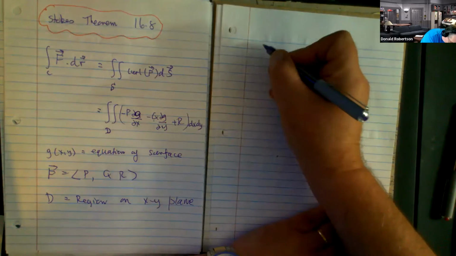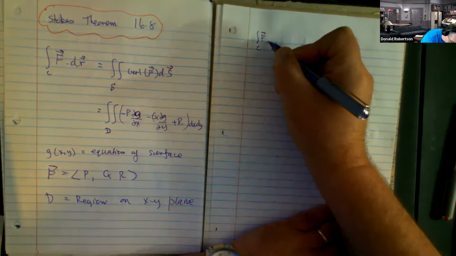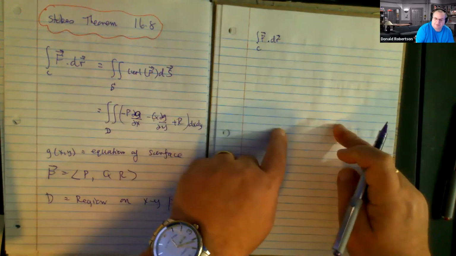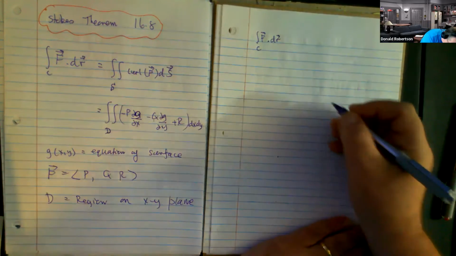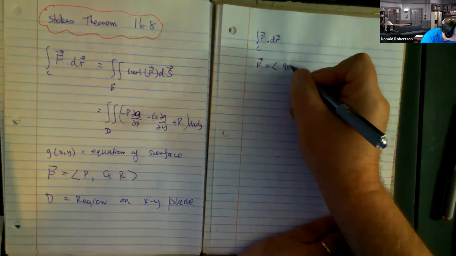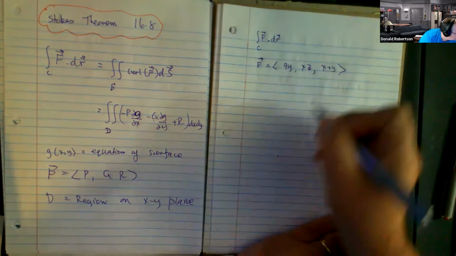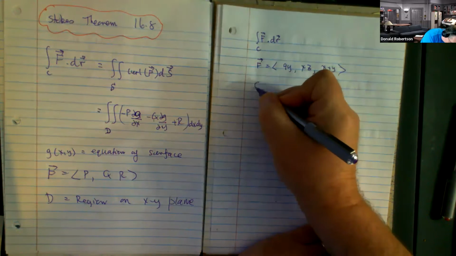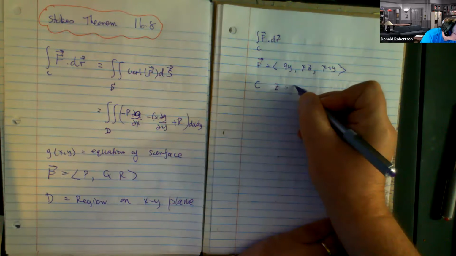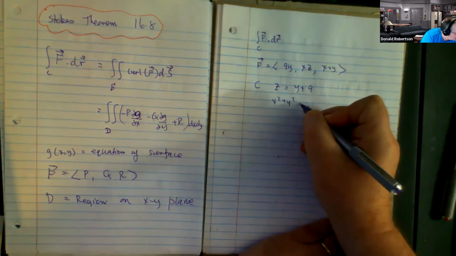Okay, suppose we are going to find this fella. By the way, C has to be a closed loop, right? You can't have it hanging, right? That's, I guess, for obvious reasons. This fella, the vector field is 9y, xz, and x plus y. That's fine. And the curve C is the intersection of the plane z equals y plus 9, and I believe it's x squared plus y squared equals 1.